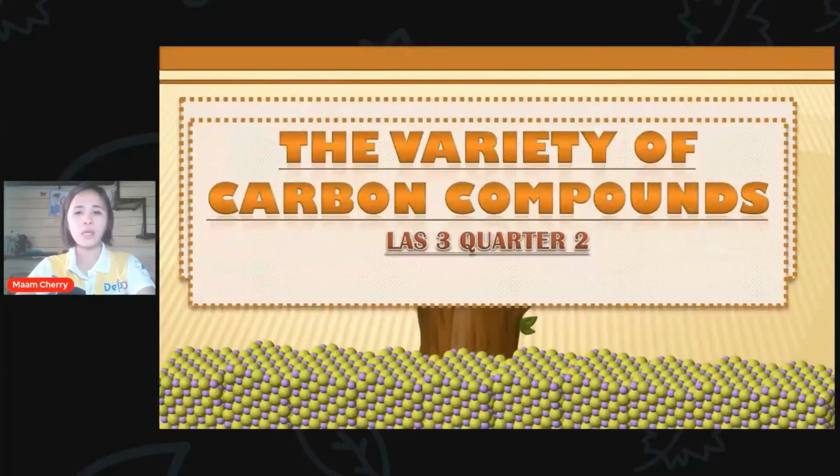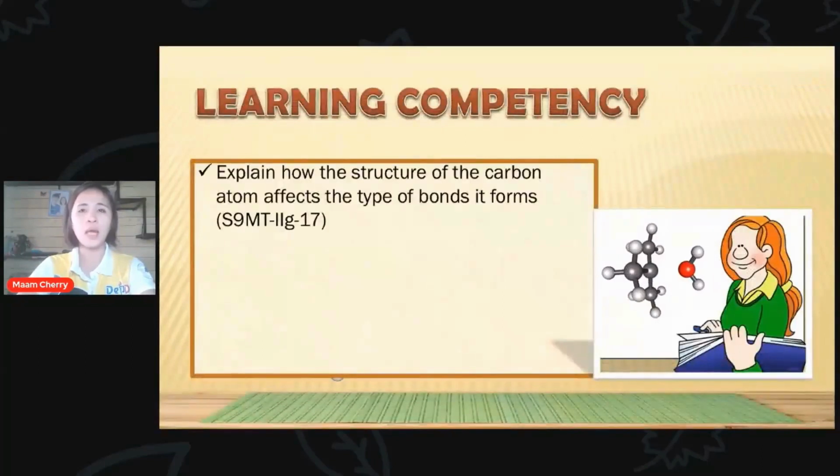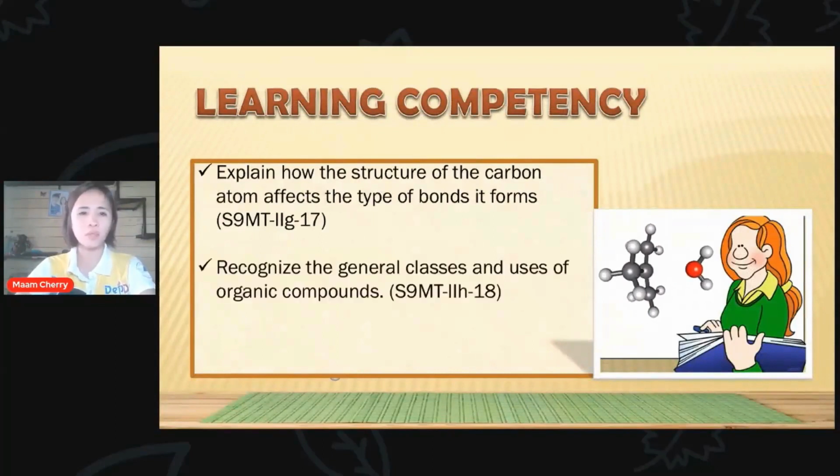For LAS3, is all about the variety of carbon compounds. So, ito po yung topic natin for this learning activity sheet 3 for this second quarter. So, for the learning competency, explain how the structure of carbon atom affects the type of bonds it forms. Recognize the general classes and uses of organic compounds. Next.